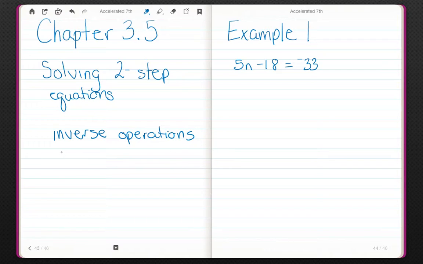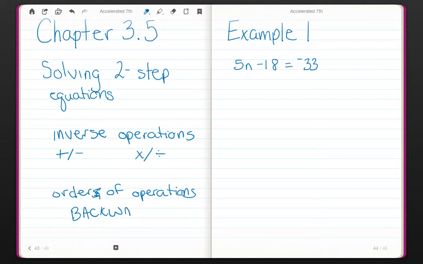So quick reminder, addition and subtraction and multiplication and division are inverse operations. We're also going to use the order of operations backward. Now, why would we use the order of operations backward? And what exactly does that mean?